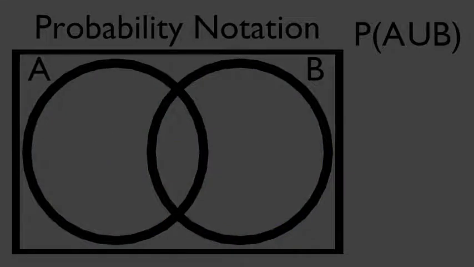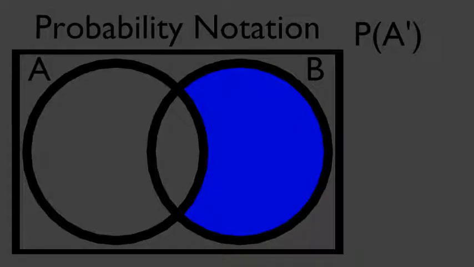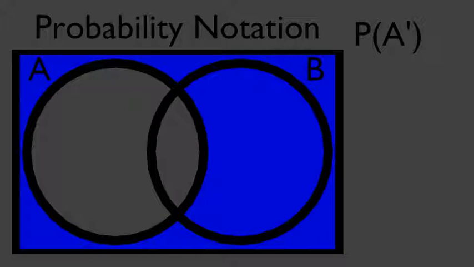Oftentimes we're interested in when an event doesn't happen. This is called the complement. So we write the probability of A complement, and we do so by adding an apostrophe next to the A. That indicates the probability that event A did not happen. The parts of the Venn diagram that indicate this are the part of the B circle that's outside of the intersection, as well as all of the space that's outside of both circles.